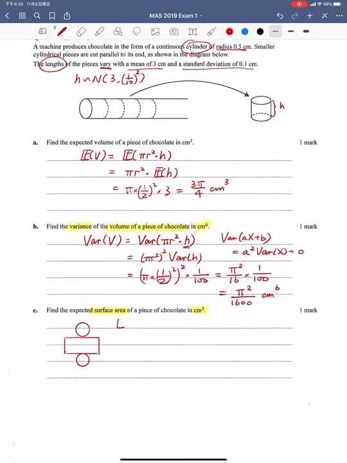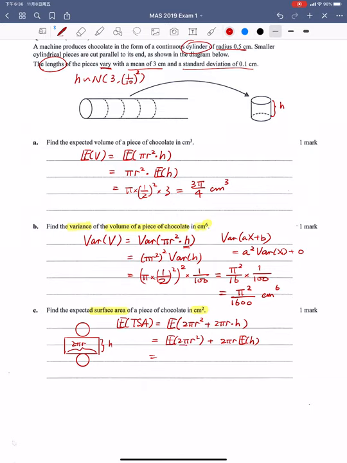So my expected TSA, total surface area, will be the expected value of 2 pi r squared, which is representing the sum of two bases, plus the side area, 2 pi r times h. Remember, this one is h, and this one is our length of the circumference, pi r times 2, or pi d, if you like to write it. And finally, taking out E of 2 pi r squared plus 2 pi r E of h.